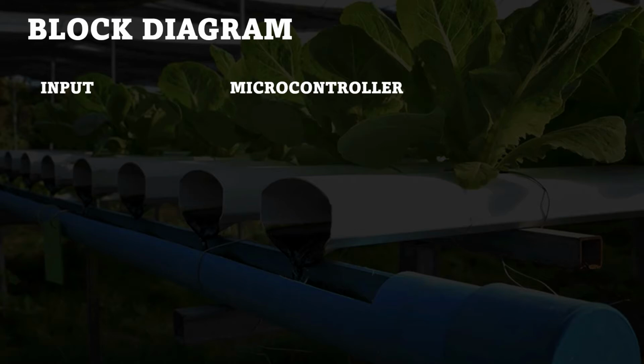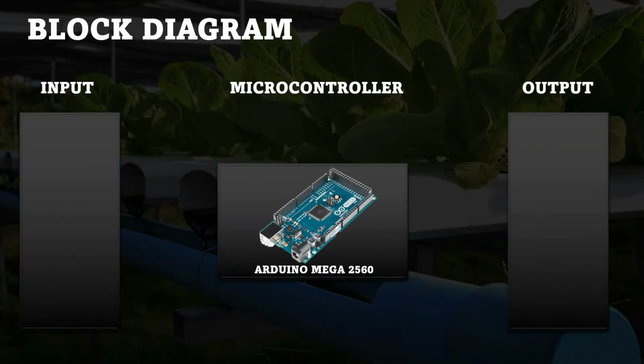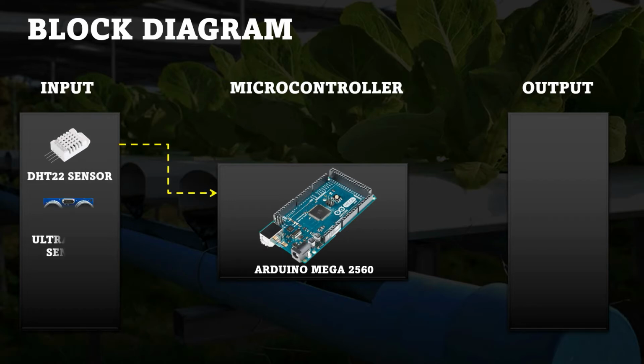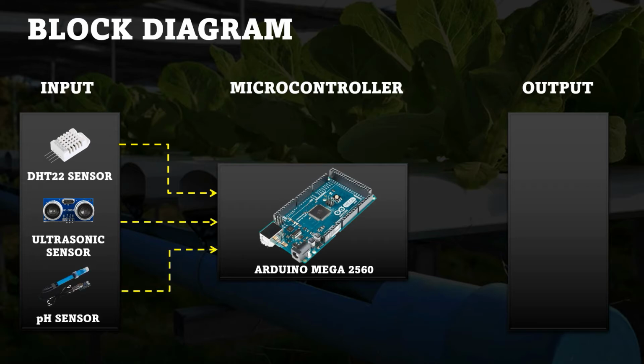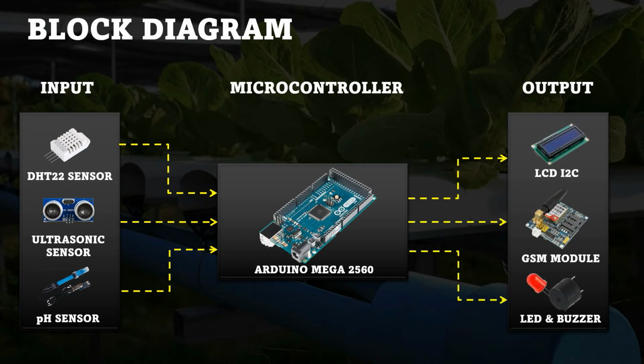Next is the block diagram. In this block diagram, it has input, microcontroller, and output. For the microcontroller, this project used Arduino Mega. It has three inputs for this project. Firstly, the DHT22 sensor. Second, the ultrasonic sensor, and lastly, the pH sensor. For the output, there are also three components that we use, which are LCD I2C, GSM module, and LED and buzzer.